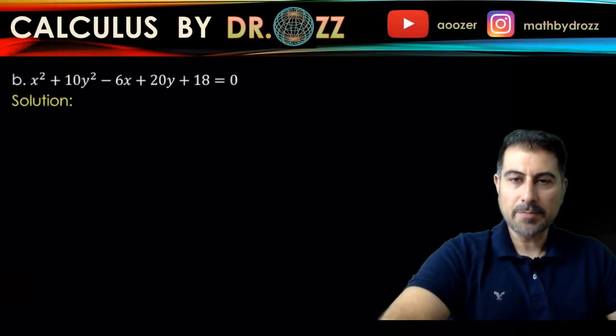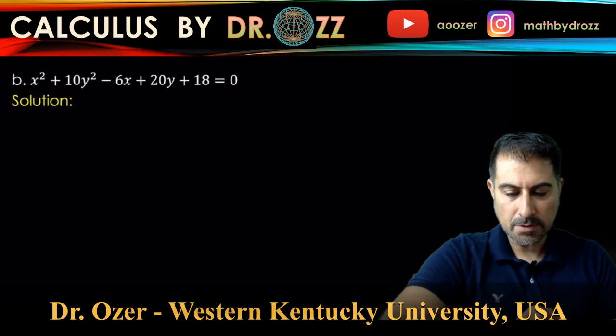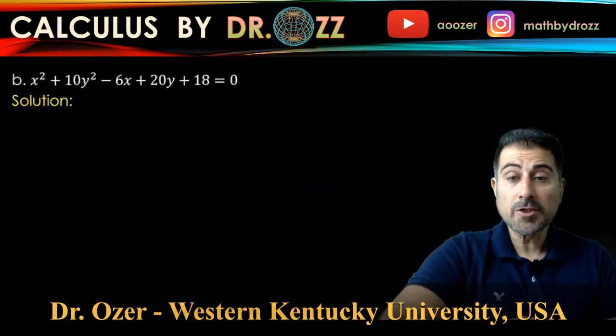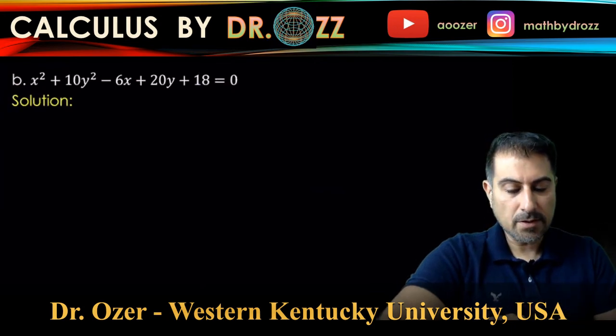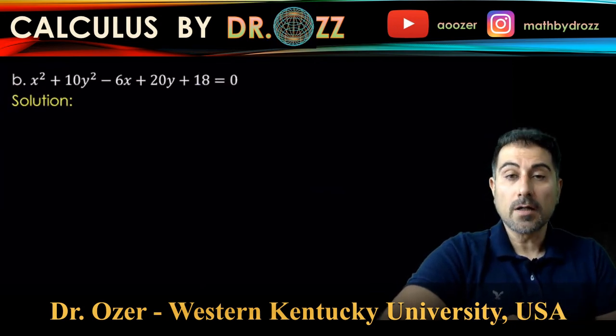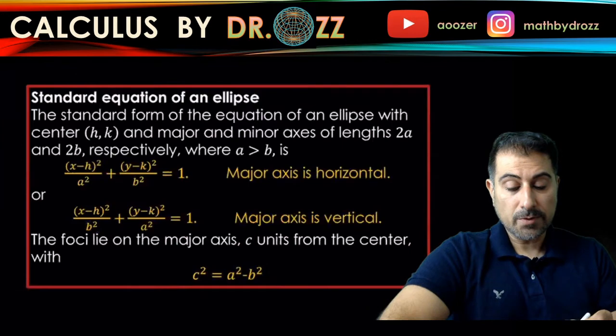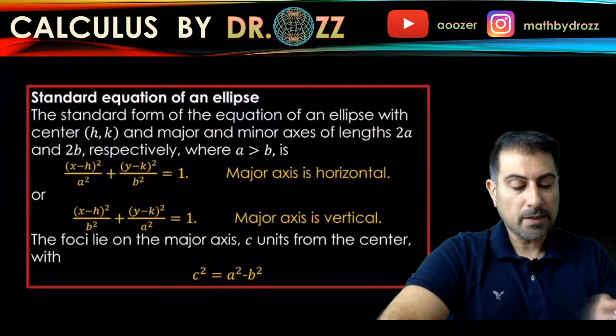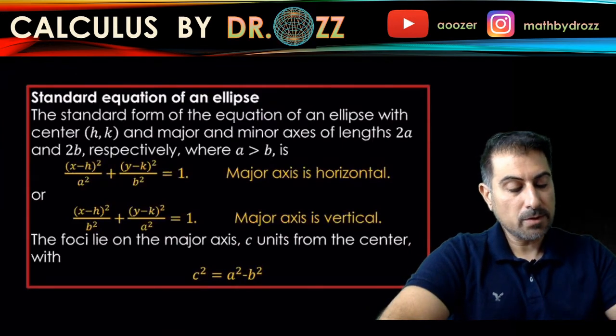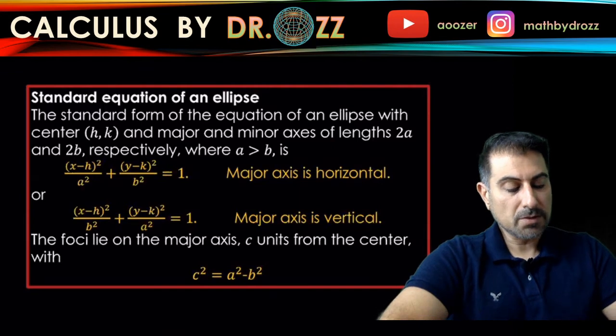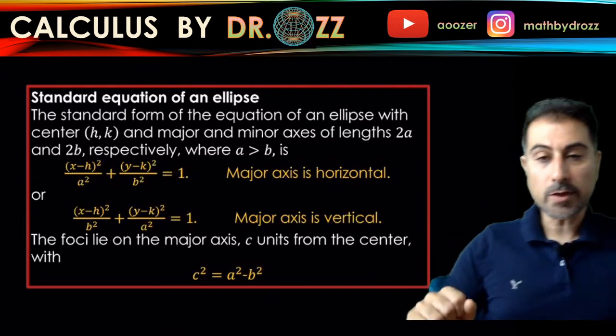All right, let's look at part B. So what we're going to do is convert this form of the equation to the standard form of the equation of an ellipse. So we're going to write it either this way, where the major axis is horizontal, or this way, where the major axis is vertical.